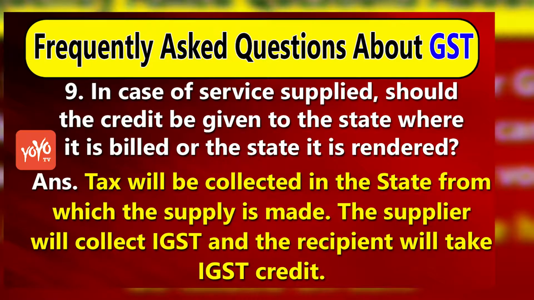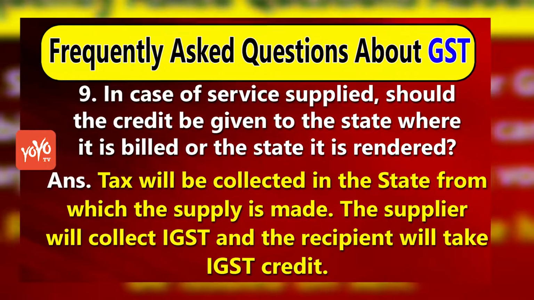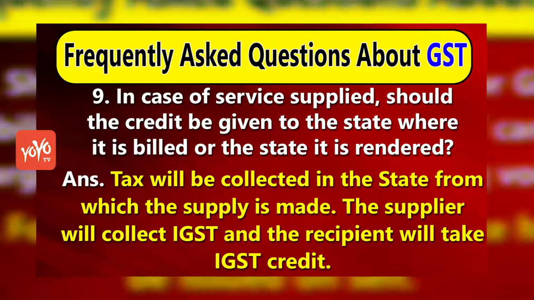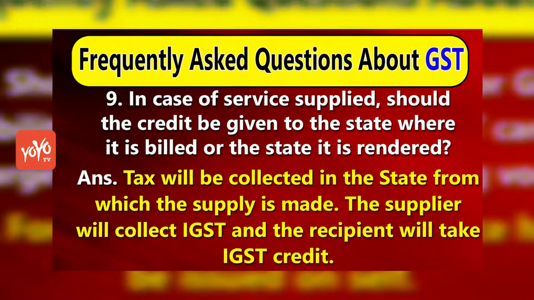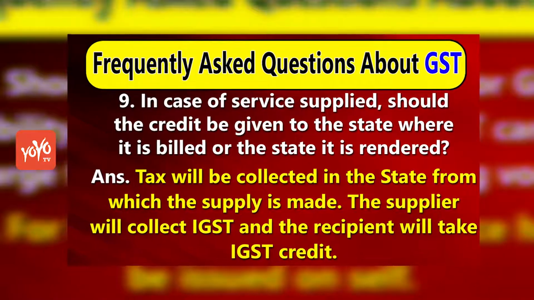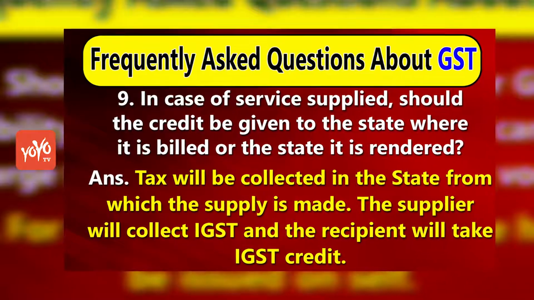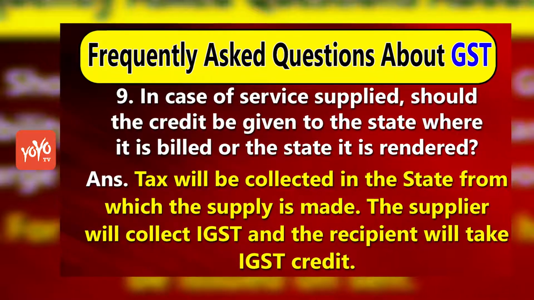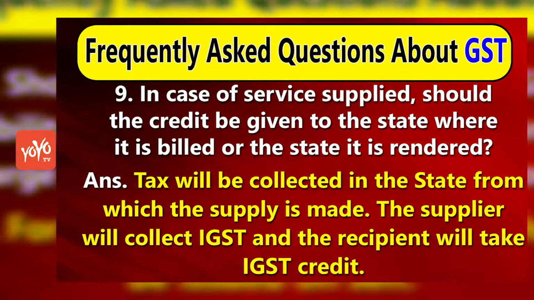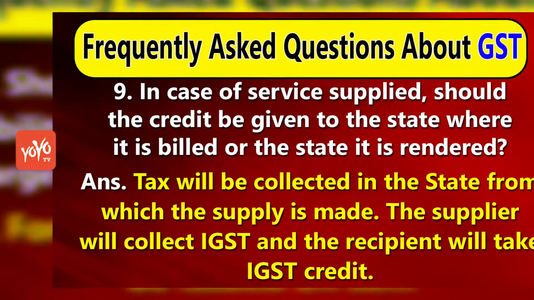Question. In case of service supplied, should the credit be given to the state where it is billed or the state where it is rendered? Answer. Tax will be collected in the state from which the supply is made. The supplier will collect IGST and the recipient will take the IGST credit.